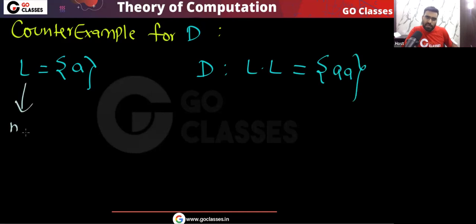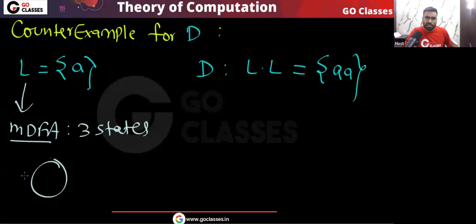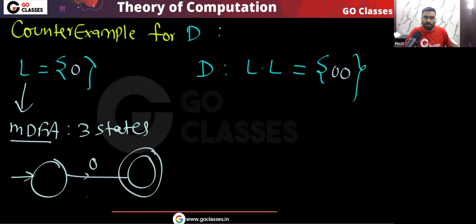For this language, how many states does the minimal DFA have? For this language, the minimal DFA will have 3 states. You can check it out. So basically you can take symbol 0, so here double 0. Remember there will be 3 states. Here what will happen? If 0 comes, you accept. If anything else comes, for example if 1 comes, then you go to this dead state. So there are 3 states in the minimal DFA for this language.